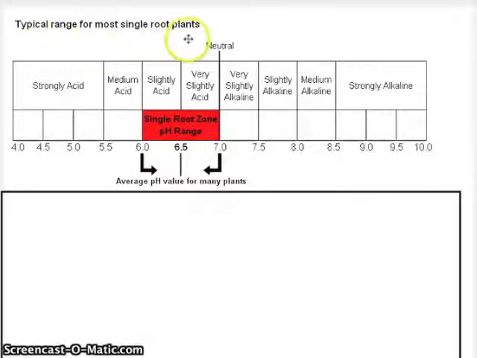Typical range for most plant roots. This just shows where some plants are very sensitive and may not grow as well under acidic conditions.